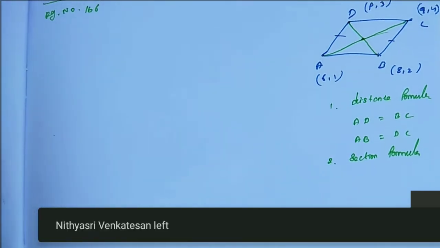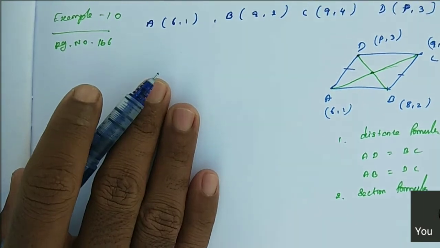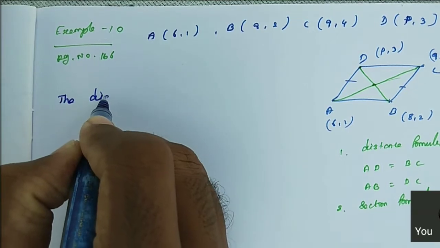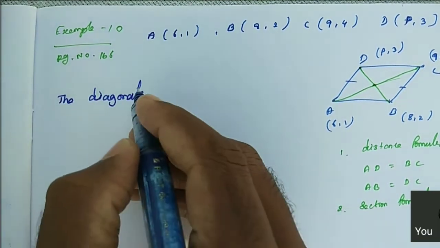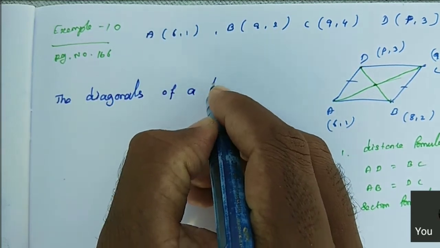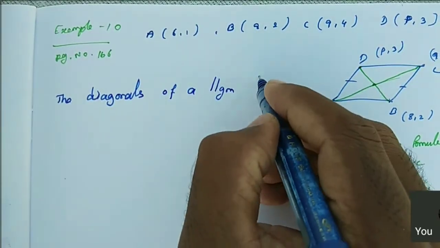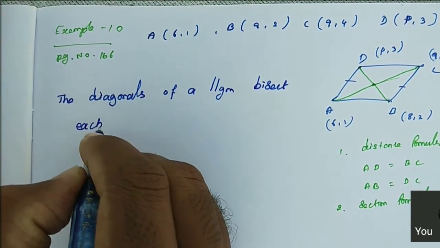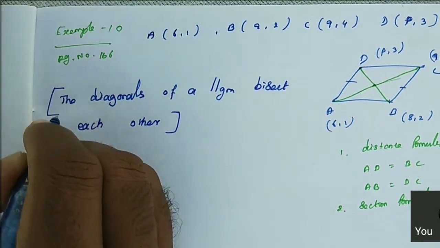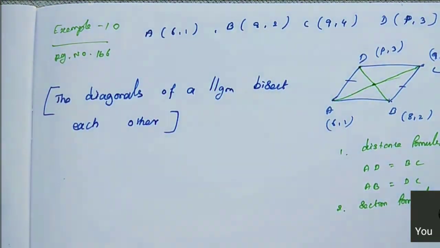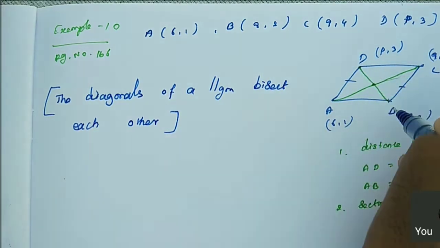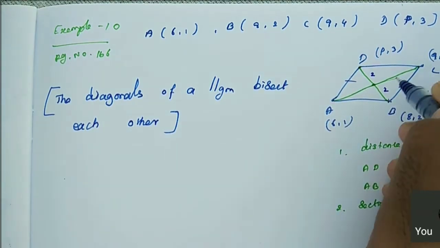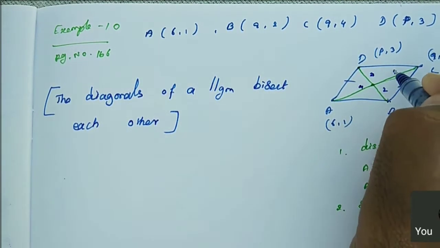What property do we know, which we already learned in the 9th standard? The diagonals of a parallelogram bisect each other. For example, if the length of BD is 4, then each part is 2 and 2. If AC is 8, then each part is 4 and 4. Are you clear?